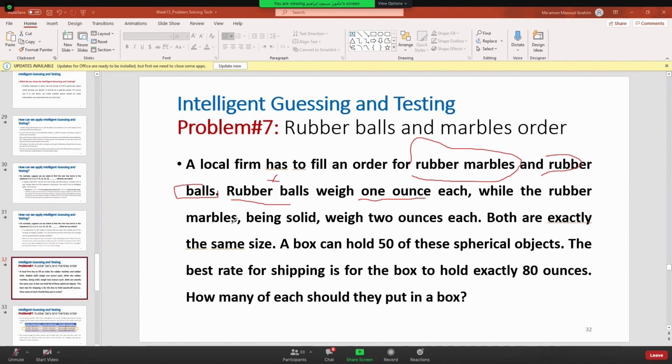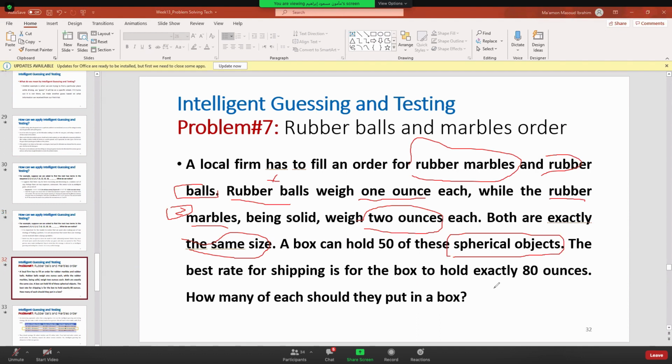While the rubber marbles being sold weigh 2 ounces each. Now, these have the same size, and the same spherical shape. So they are spherical objects and they have the same size.